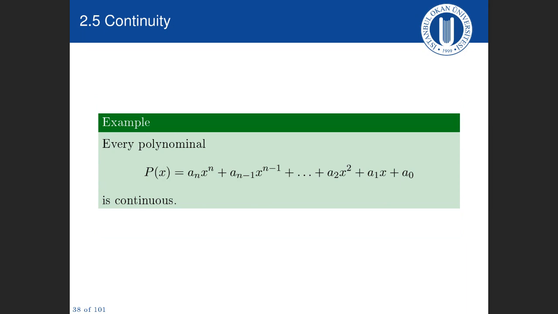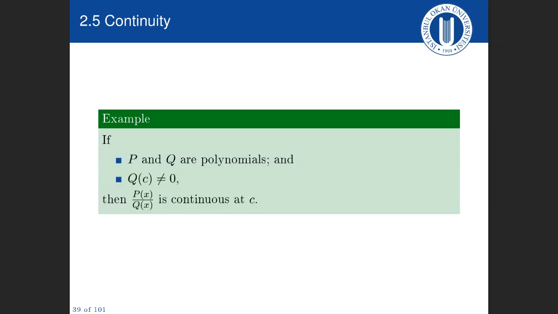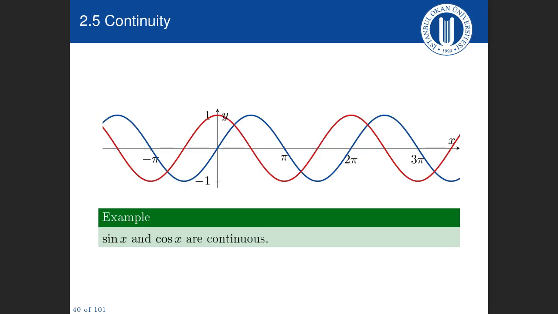For example, every polynomial is continuous. If P and Q are polynomials, and if Q of C is not equal to 0, then the rational function P divided by Q is continuous at C. Sine and cosine are continuous at every point, so they are just continuous functions.